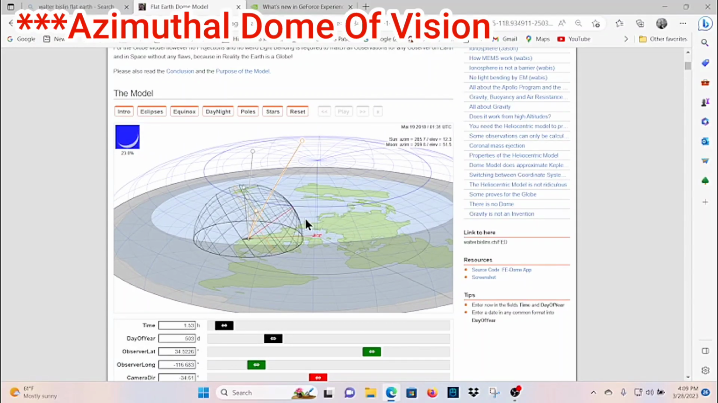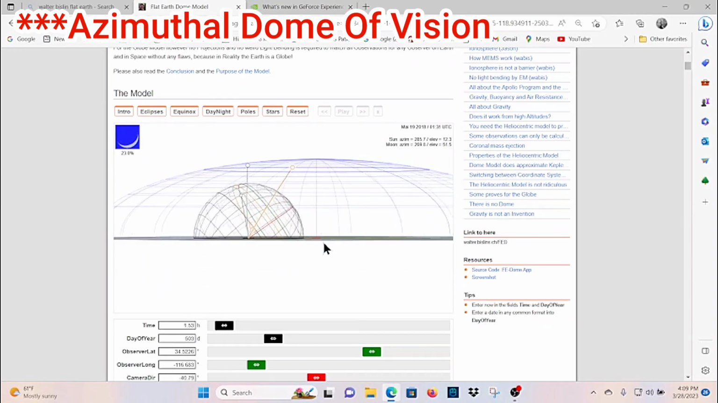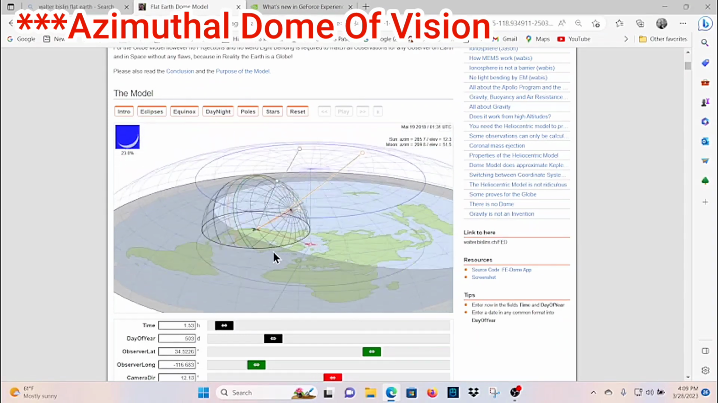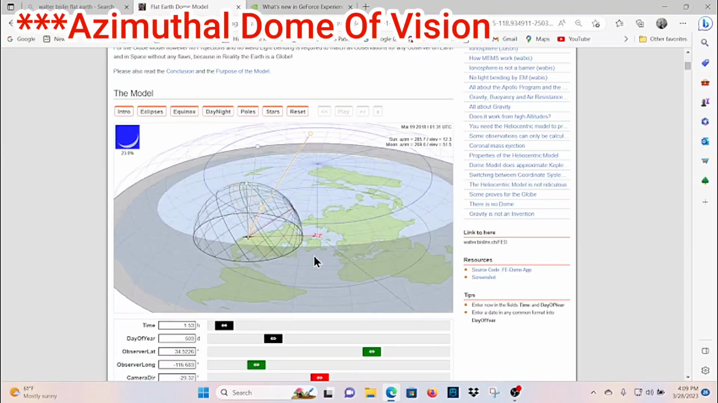So that's just one problem with this model that you guys want to adhere to. This atmospheric dome of vision, I mean, it's a stretch to try and say that this proves flat Earth, because right there is something that just doesn't make sense. It doesn't make any sense.